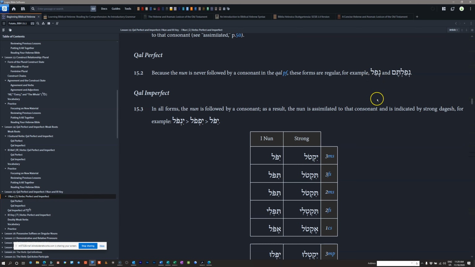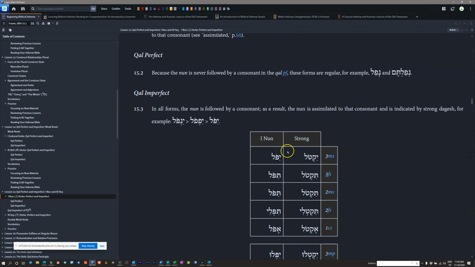If it can't assimilate, then we might just get yin all, and the noon might just stay there like the kof does in yiktol. Another thing that might happen is the noon might drop out altogether, and we might get some sort of lengthening to compensate. So maybe we get a hirik goes to a sere in the prefix or something like that. A third thing that might happen is the noon might drop out, and you might not get a guttural, you won't get a dagesh, and you might not get any lengthening. It might just be like yet all or something like that.